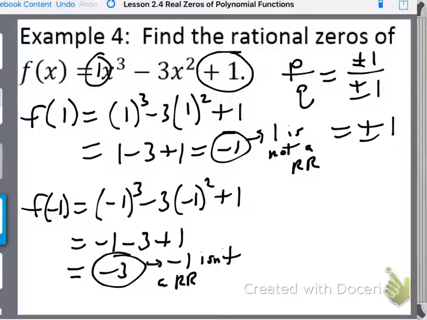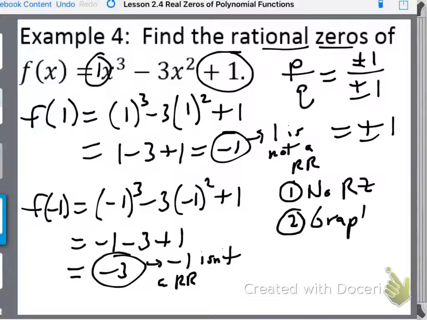So now you're sitting there saying, okay, there were only 2 possible rational zeros, or rational roots. Roots and zeros mean the same thing. Now what? Well, here's what that means. There are no rational zeros. I'm going to abbreviate: RZ stands for rational zeros. There are no rational zeros. So what that means is, graph it. Obviously use your calculator to graph it.